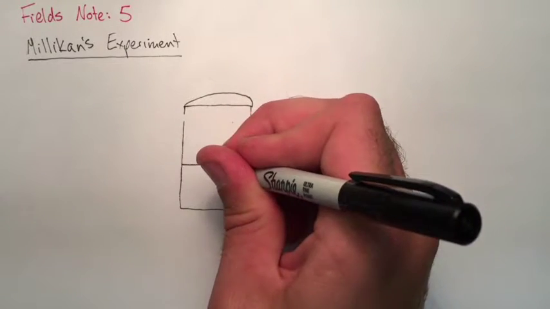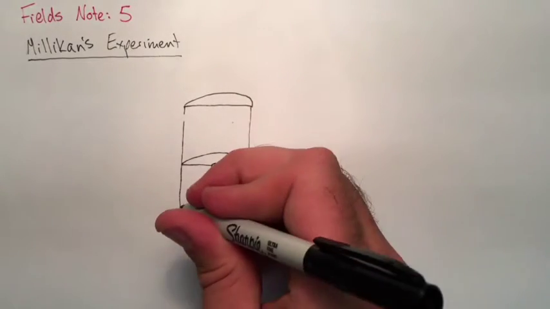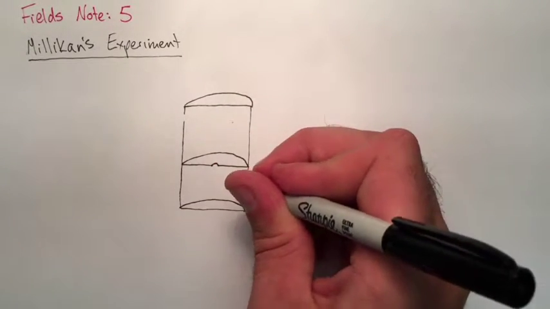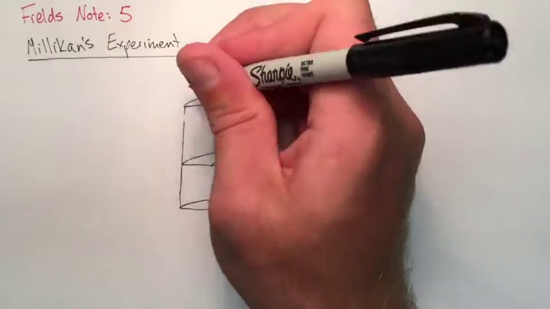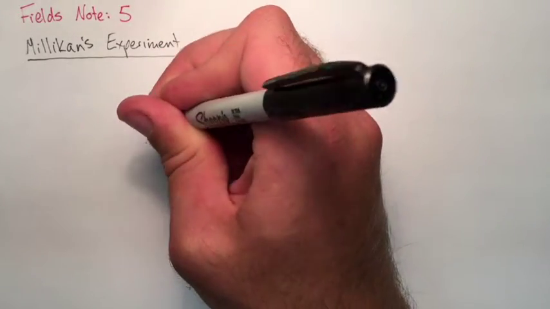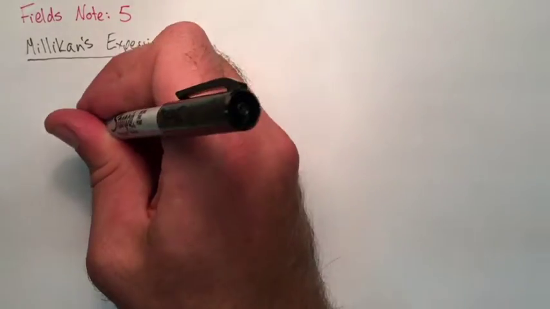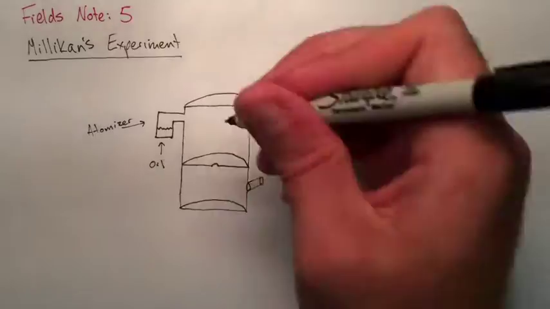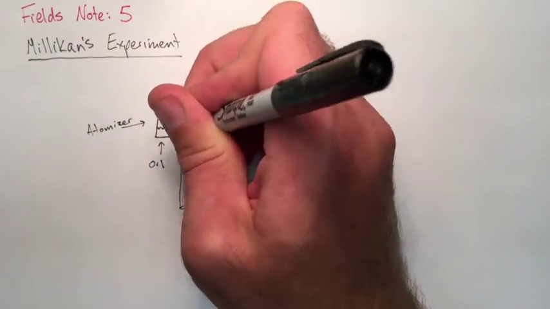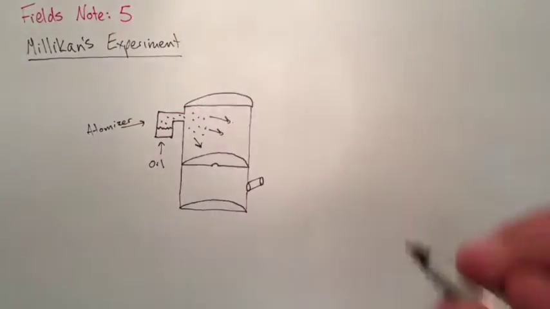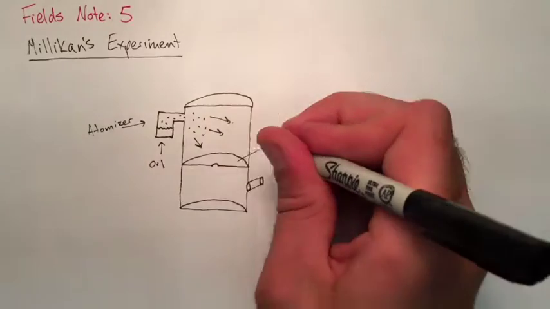So Robert Millikan at the University of Chicago went ahead and did an experiment to try and figure out if there were electrons, what would be the charge on an electron. He designed this experiment where he had a barrel with two chambers. The top chamber had an atomizer full of oil on the side, and an atomizer is like a perfume spray bottle. He would spray oil into that top compartment.